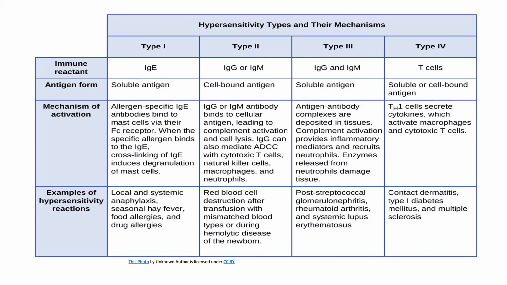Good examples for type 1 are local or systemic anaphylaxis, seasonal hay fever, food allergies, and drug allergies. Type 2: mismatched blood transfusion or hemolytic disease of the newborn. Type 3 is the autoimmune diseases, for example post-streptococcal glomerulonephritis, rheumatoid arthritis, and systemic lupus erythematosus. For type 4, good examples are contact dermatitis, type 1 diabetes mellitus, and multiple sclerosis. I hope you enjoyed it and you learned something.